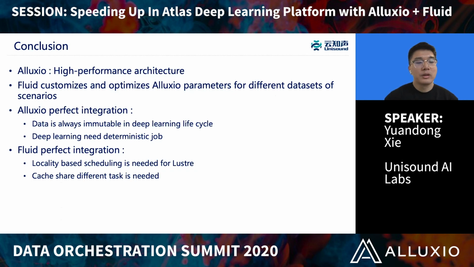Let's make a summary. Why can the new architecture speed up? I think the first reason is the high performance of the Alluxio architecture. The second is that we and Fluid customize and optimize Alluxio parameters for different scenarios and datasets. And the last reason, I think, is fitting. Data is always immutable in the deep learning life cycle, and deep learning needs deterministic jobs, so it fits Alluxio. Locality-based scaling is needed for Lustre, and scheduling different tasks is needed, so it fits Fluid.